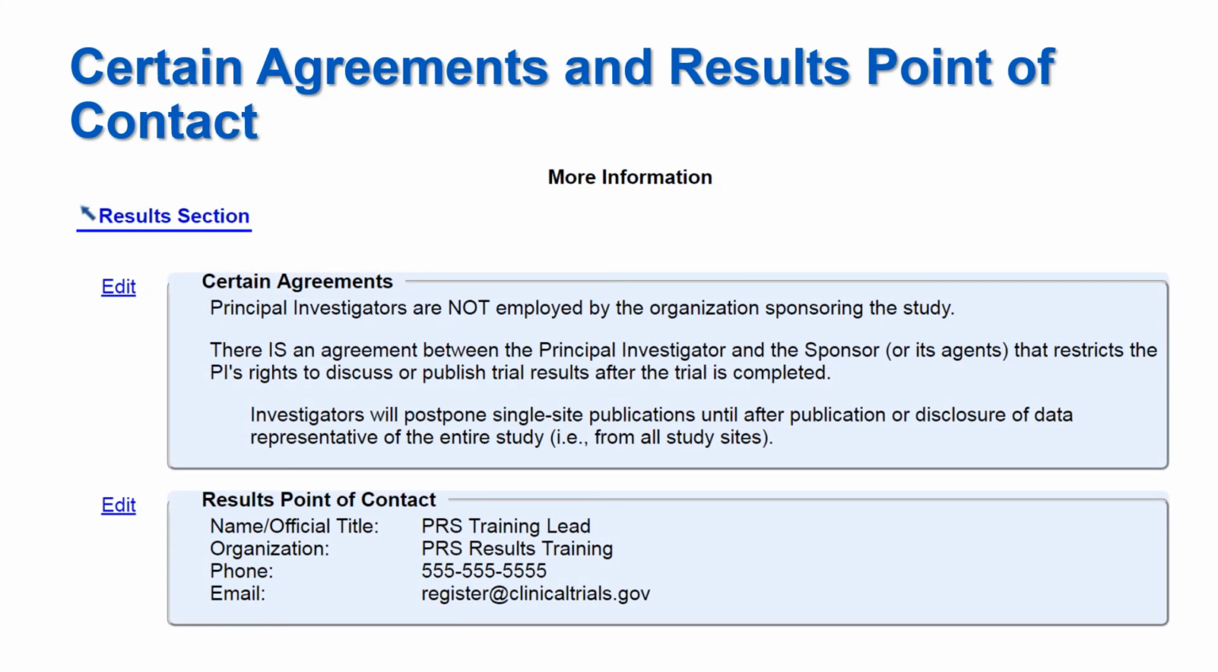Two modules are grouped together under More Information: Certain Agreements, and Results Point of Contact. The first module is used to indicate whether there is an agreement between the sponsor of the study and one or more principal investigators that limits the ability of the investigators to discuss or publish the results of the study. The second module is used to provide a point of contact for scientific information about the study results.